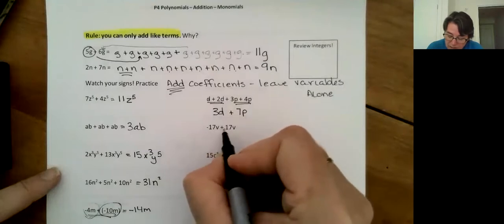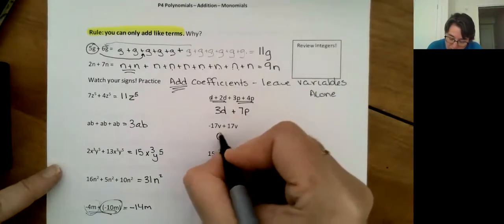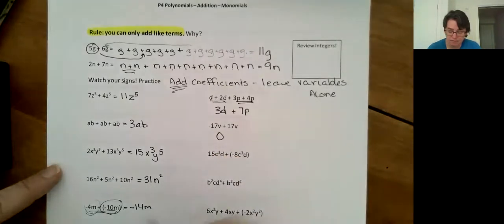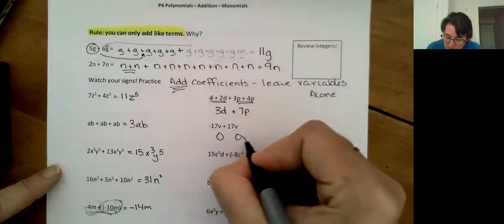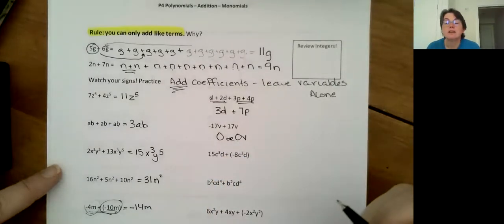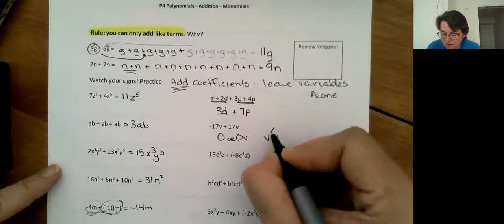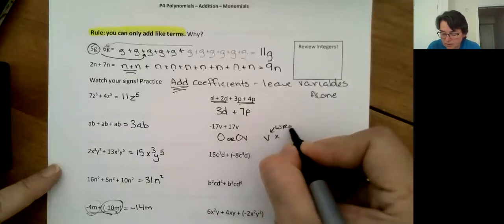Minus 17b plus 17b. Couple of answers. You can have 0. That's what I'd write. You can have 0b. Sorry, that's also right. But if you put this, that one's wrong. No, wrong.